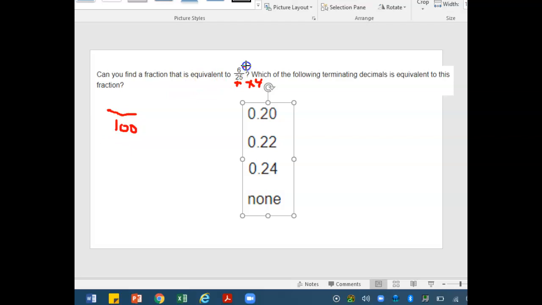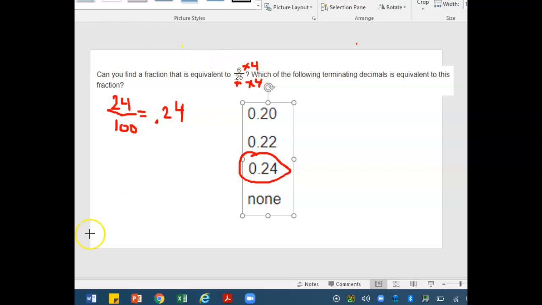I have to do the same thing to the numerator, multiply it by 4. So 6 times 4 is 24, all right? So I end up with the fraction 24 over 100. That means if I change this to a decimal, I can write it as 0.24, or 24 hundredths.